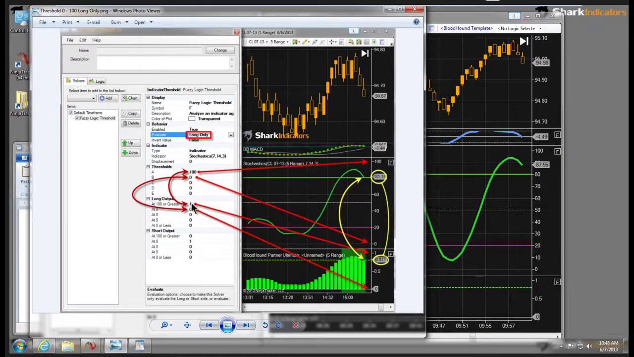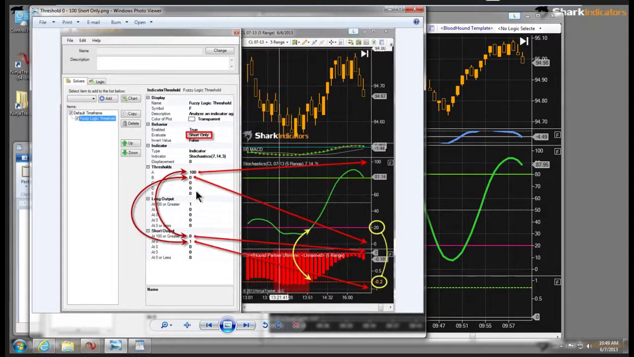So each solver is always doing this interpolation. For the threshold solver, it's looking at where the stochastics value is in between two of these thresholds, and then calculates a percentage of where it is between the two thresholds, and then takes that percentage and multiplies it by whatever output settings are set. So that's kind of how it is in a nutshell. Let me move on to the next section.